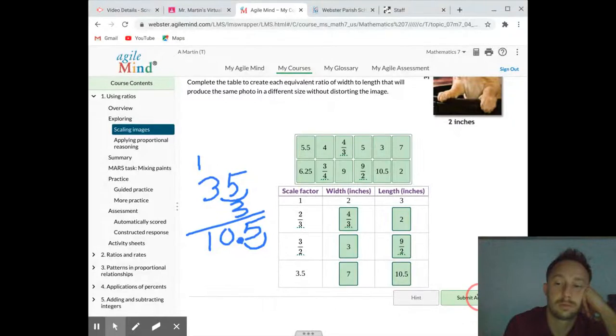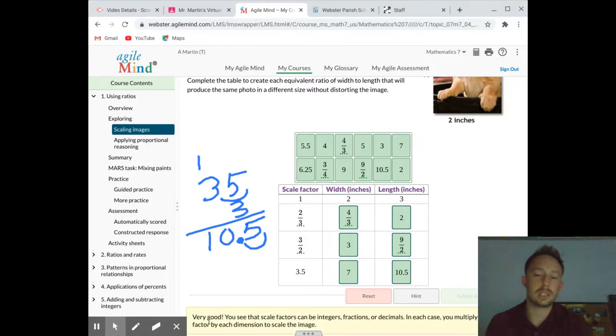Move the decimal. Look right here in the bottom right-hand corner. Submit answer. Yeah, all we got to do is submit it, and we're done. Look at that. Did we get it all right?